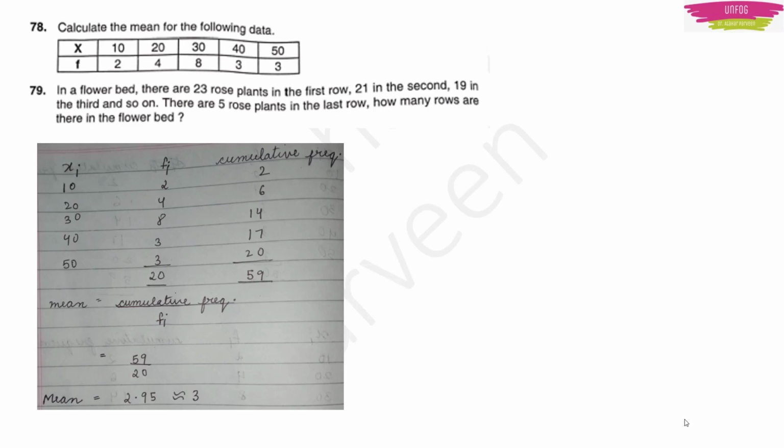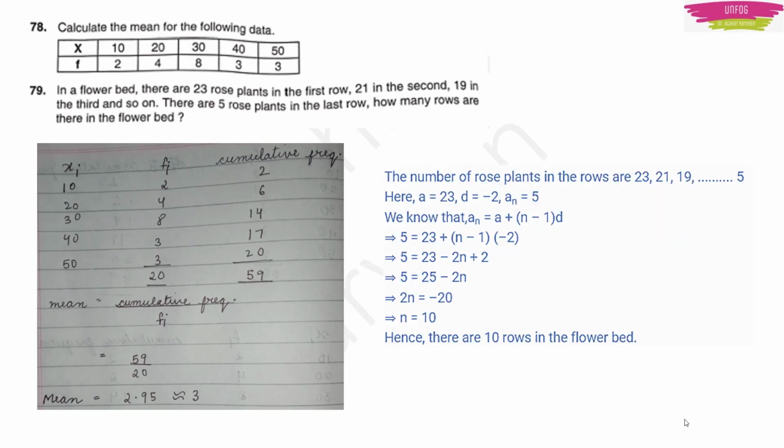So this will give you the mean. Mean will be equal to cumulative frequency upon Fi. Here the answer should be approximately equal to 3. Next, question number 79. In a flower bed, there are 23 rose plants in the first row, 21 in the second, 19 in the third and so on. There are 5 rose plants in the last row. How many rows are there in the flower bed?